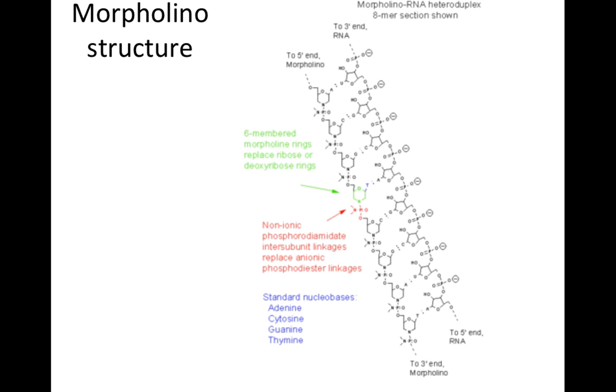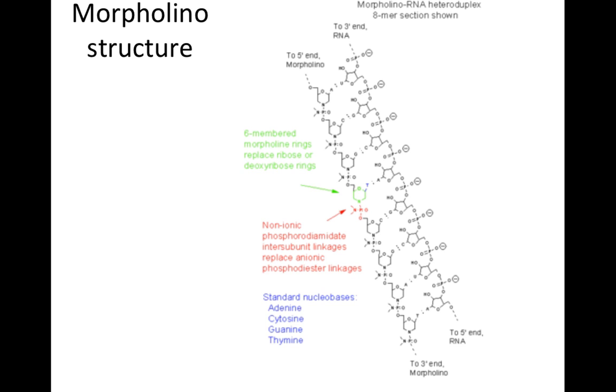We're going to discuss morpholinos, which are essentially modified oligonucleotides that are effectively able to knock down expression of a gene of interest. Morpholinos have a distinct structure as compared to most oligos. In a morpholino, we have changed the ribose or deoxyribose ring to a six-membered morpholine ring. We've also altered the phosphodiester bond that holds those rings together.